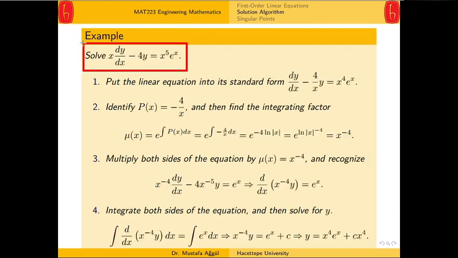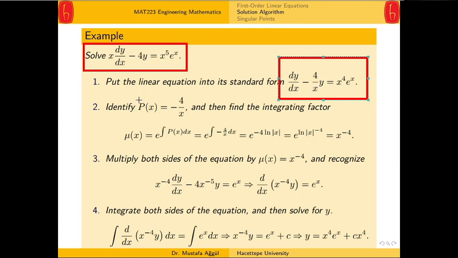Okay, let's see this process on an example. So this is the given first order ODE. We need to put this into its standard form, so we need to divide the whole equation by x. When we do that, we will end up with dy/dx minus 4 over x times y equal to x to the fourth e to the x.